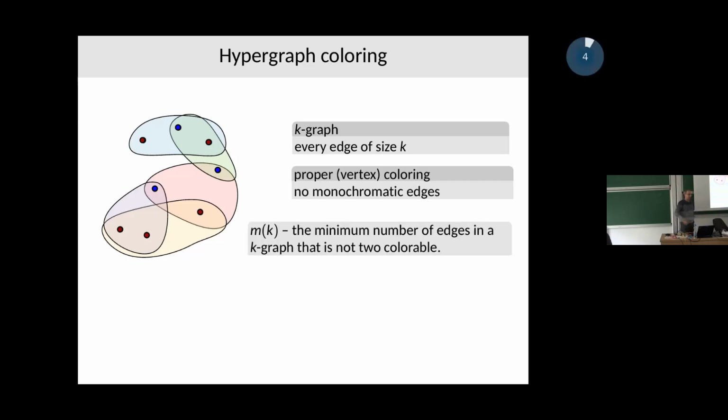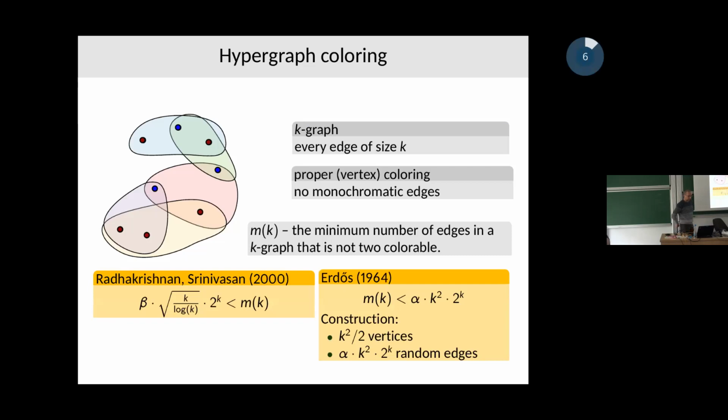So in the 60s, Erdős and Hajnal asked the question: what's the minimum number of edges in a k-graph that cannot be two-colored, that needs at least three colors? And this function is denoted by m(k), and in some sense, it is a central point of today's talk.